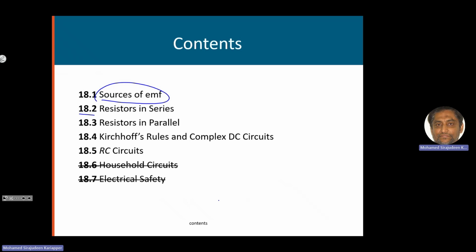Second topic is we will have resistors in such circuits. We will connect them in series and see what happens, connect them in parallel and see what happens. Like we did for capacitors in the previous chapter, connected them in series, connected them in parallel, and tried to get the equivalent values. So we do a similar thing with resistors.